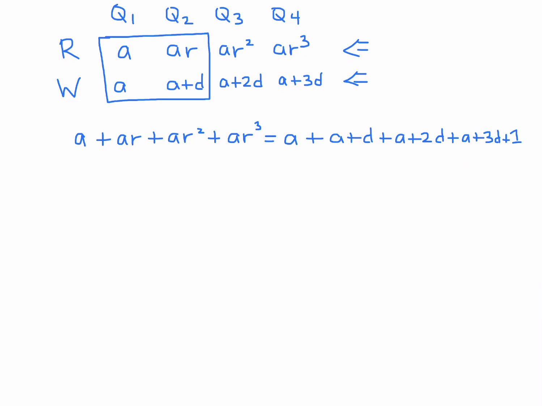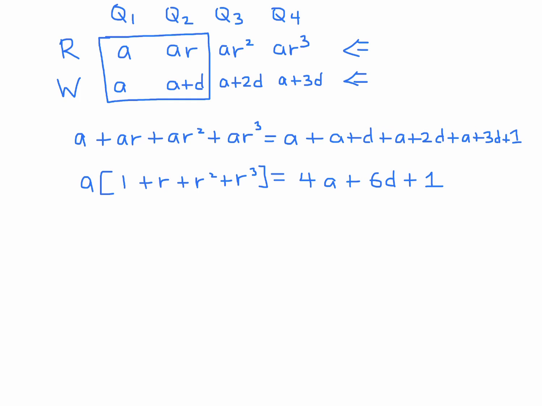Okay, so how do we go from here? Well, first let's see what we can do here. Anything that we can collect in terms of like terms. If I can factor this, which I can, I get A times (1 plus r plus r squared plus r cubed). And on this side, I think I can collect a few like terms at least: 4A plus 6D plus 1. Okay. Now at this point, where do we go?